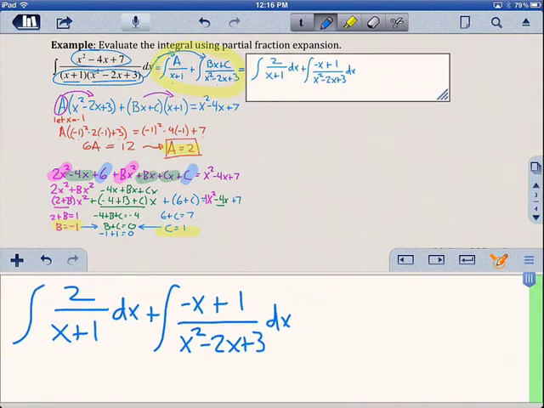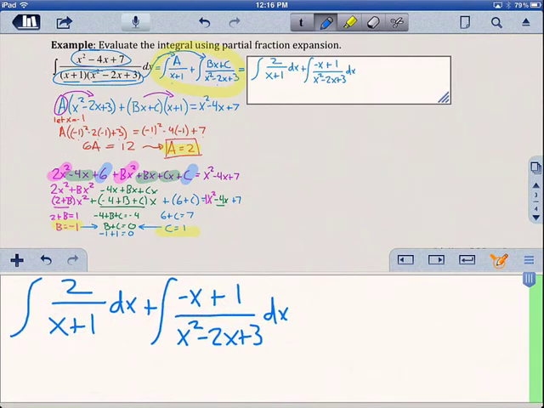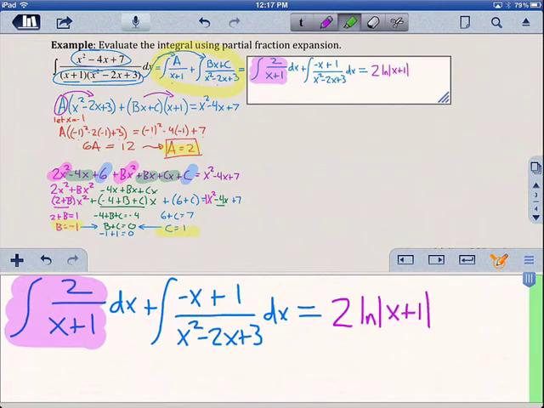So now let's just go ahead and deal with integrating these. So first let's deal with integrating 2 over x plus 1. That's just going to be 2 times the natural log of the absolute value of x plus 1. And next, let's deal with integrating this one, negative x plus 1 over x squared minus 2x plus 3.